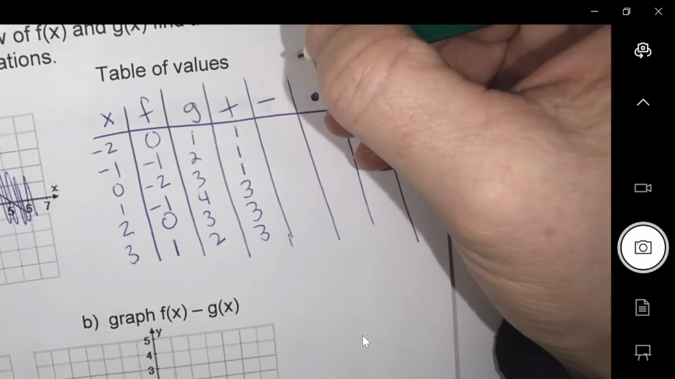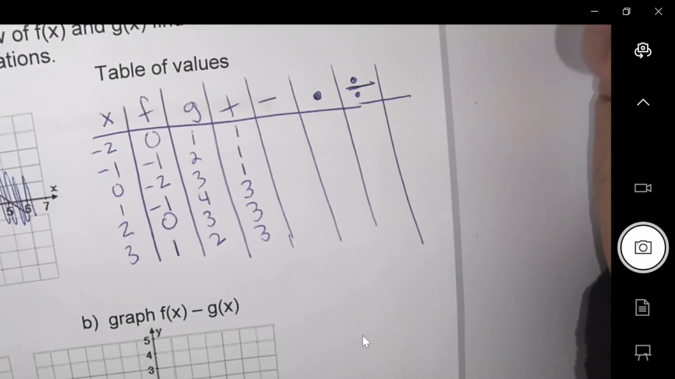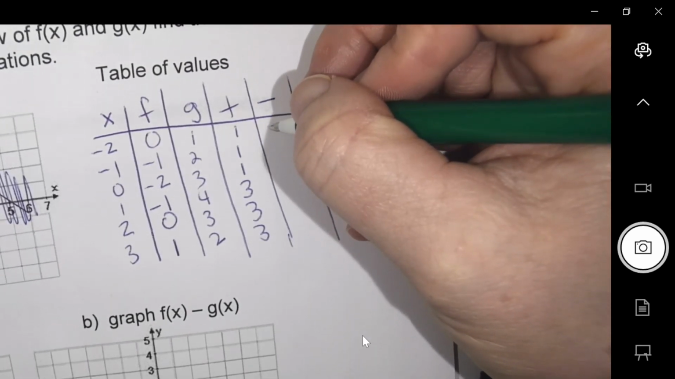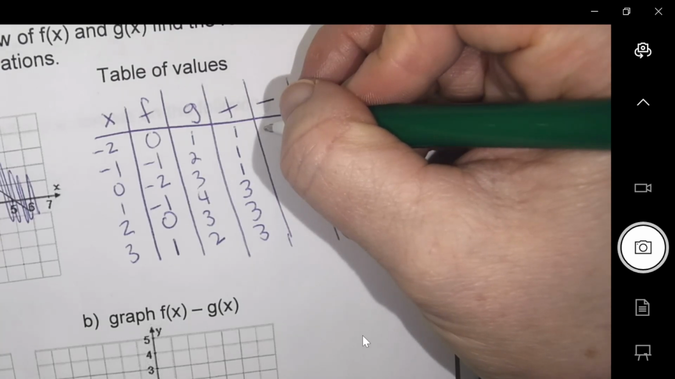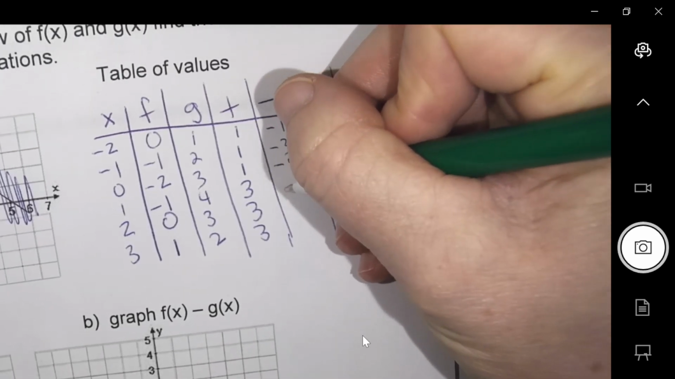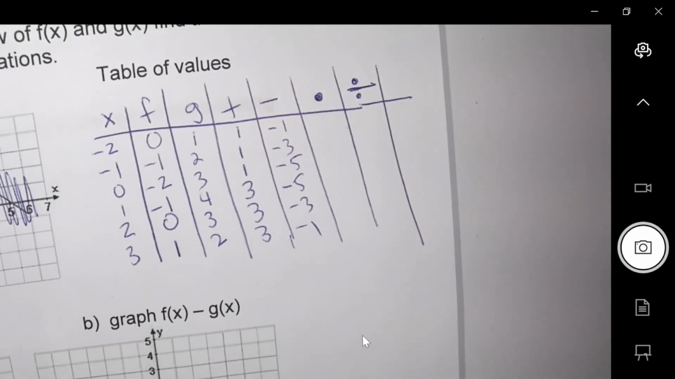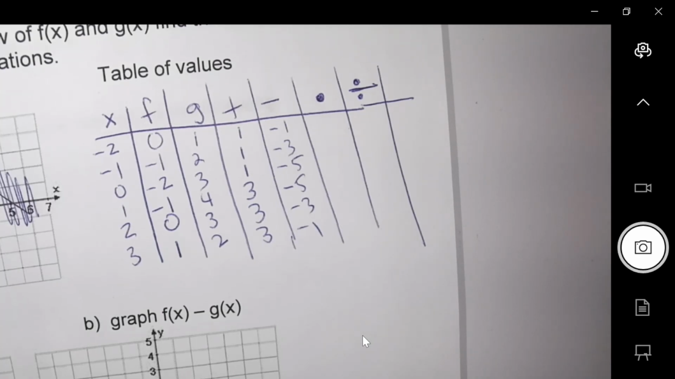Jacob, how are you feeling with subtracting? And you have to do it the F and then subtract the G. Did you do it in that order? Sure. Okay, well, let's see what you got. Go ahead. -1. Yeah. -3. Yeah. -5. Yep. -5. -3. -1. Yes, concur. You did it.